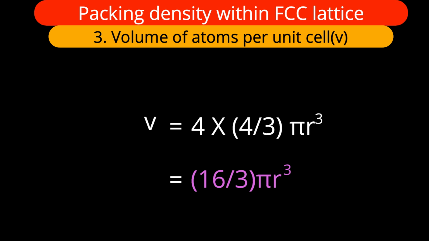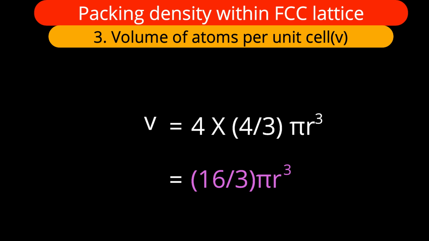If the number of atoms is 4, then how much volume will be occupied by them? Atoms are spherical in nature. What is the volume of a sphere? Volume of a sphere is equal to 4 by 3 pi r cube. So volume of one atom is equal to 4 by 3 pi r cube. What is r? r is the radius of the atom. It is for one atom. How many atoms are there in our unit cell? 4. So total volume occupied by atoms will be equal to 4 into 4 by 3 pi r cube. If I simplify, it will be 16 by 3 pi r cube.